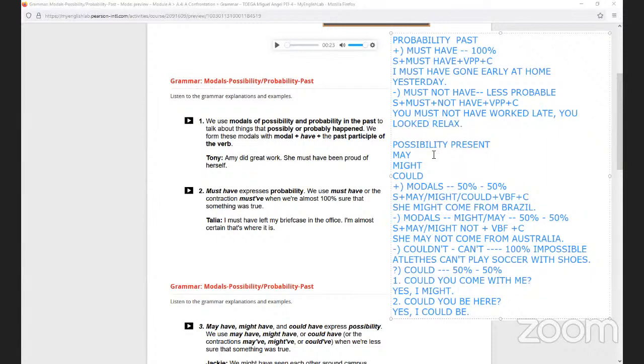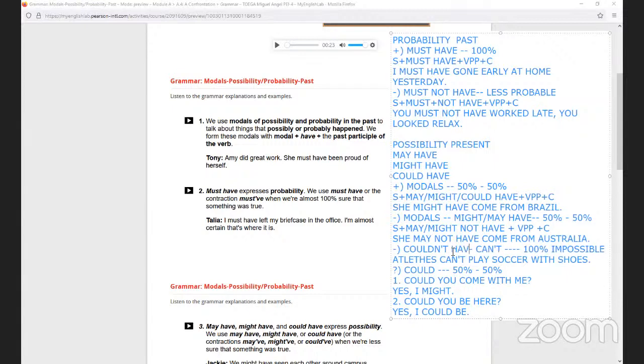Possibility the same with both auxiliaries. May have, might have, could have. As we are using in these three ones have, we are going to use verb in past participle. Nothing else. So she might have come from Brazil. Modals the same in negatives, 50-50 with may, might, with have, might not have, and the verb in past participle. She may not have come from Australia.